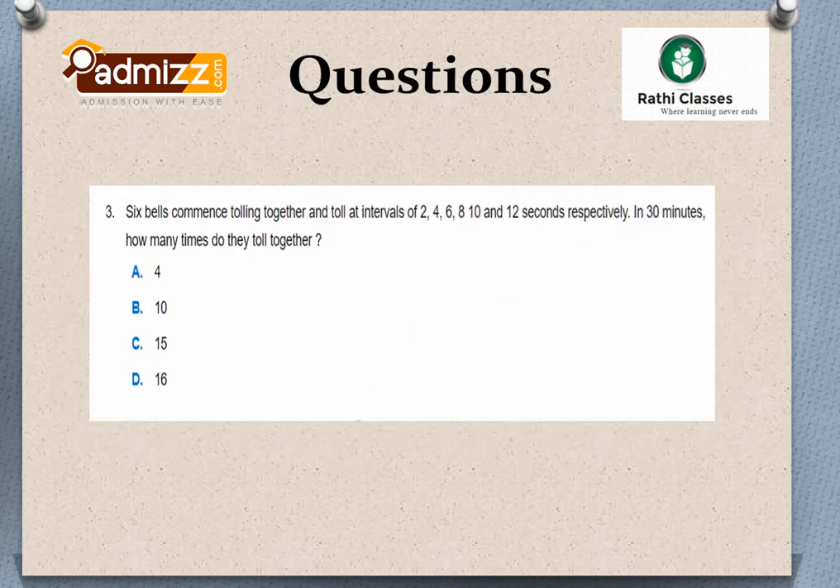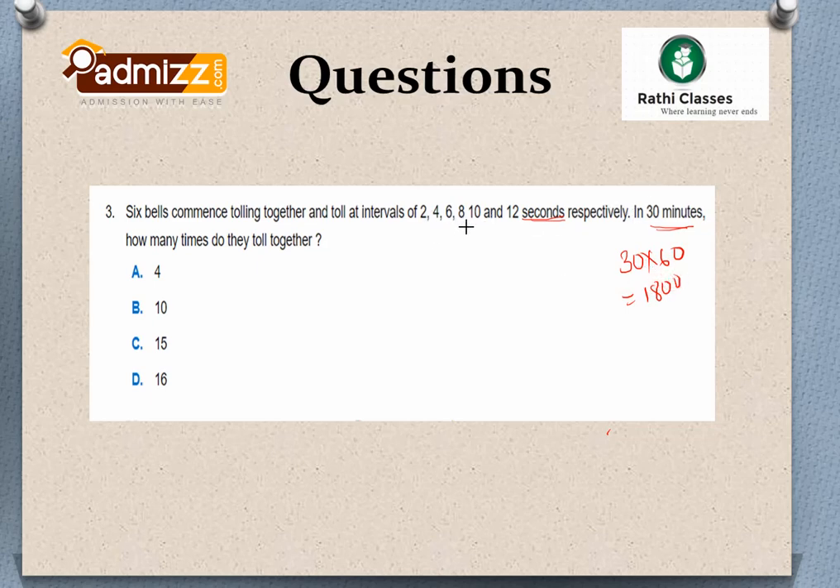Moving on to the next question, it is said 6 bells start tolling together and toll at intervals of 2, 4, 6, 8, 10 and 12 seconds respectively in 30 minutes. How many times do they toll together? As the intervals are in seconds and this is in minutes, first and foremost you need to convert into seconds. That means 30 into 60, that is 1800. You can do it orally.